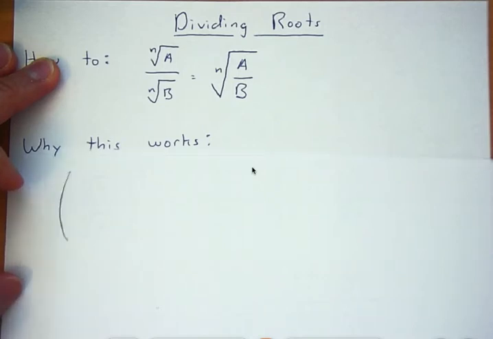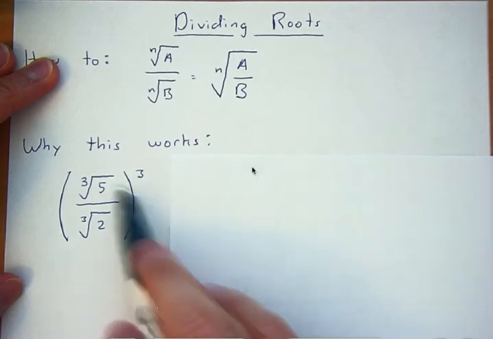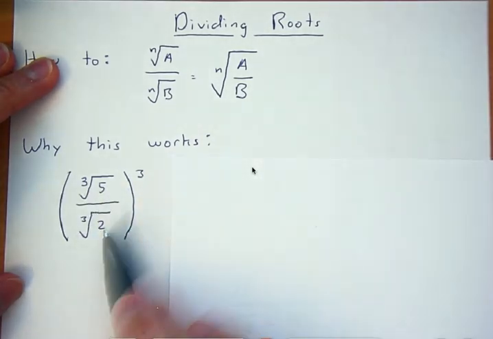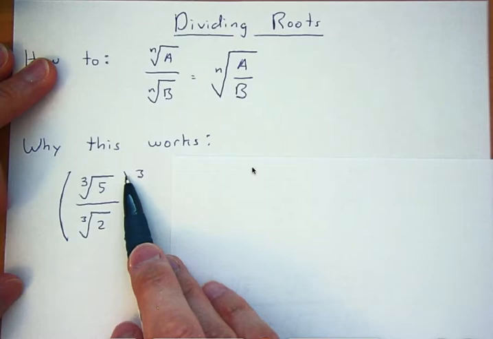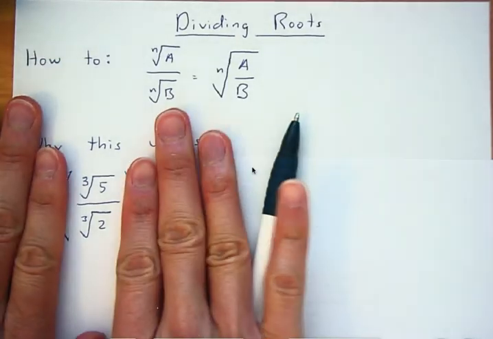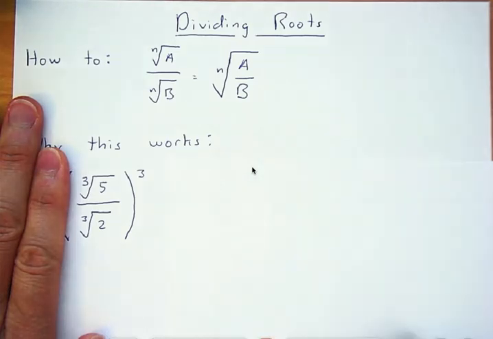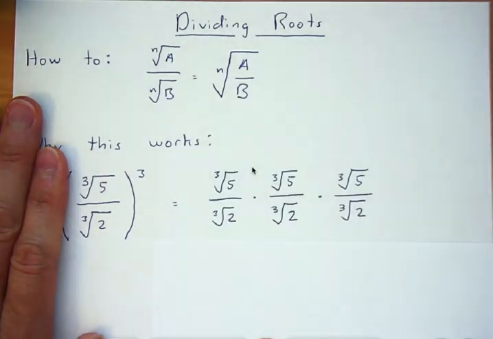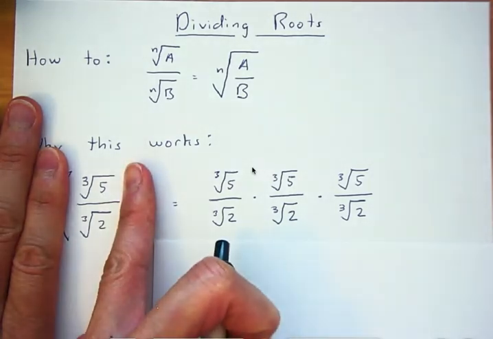So let's say, for example, you have this starting off. You have the third root of 5 divided by the third root of 2, to the third. Well, this 3 right here means the thing inside the parentheses happens 3 times and they're all multiplied together. So therefore, that is equal to that: the thing inside the parentheses, 3 times, multiplied together.